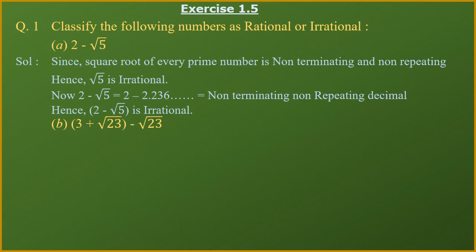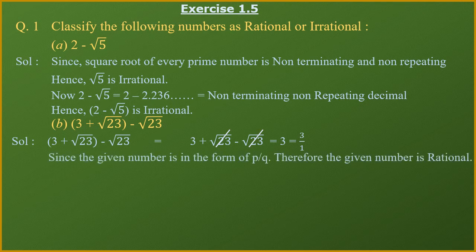So let us simplify. Now first I am taking 3 plus under root of 23 and minus under root of 23. See, if I remove the bracket, then what remains is root of 23 and minus root of 23. That will be cancelled because both are the same, and then only 3 will remain, and 3 I can express as 3 upon 1. So this number is a rational number because it is in the form of p by q. Now the third question is given: 2 under root of 7 upon 7 under root of 7.